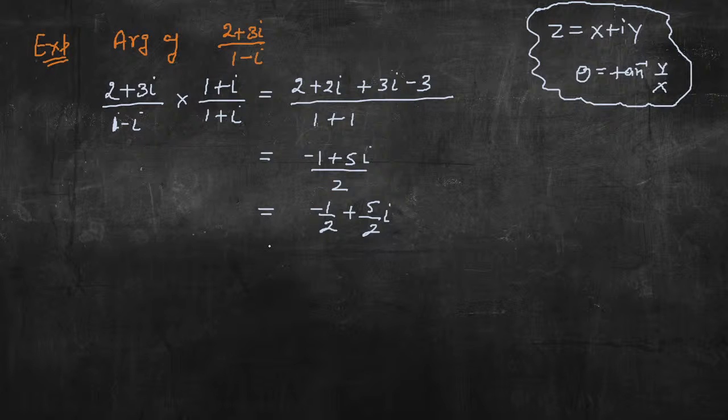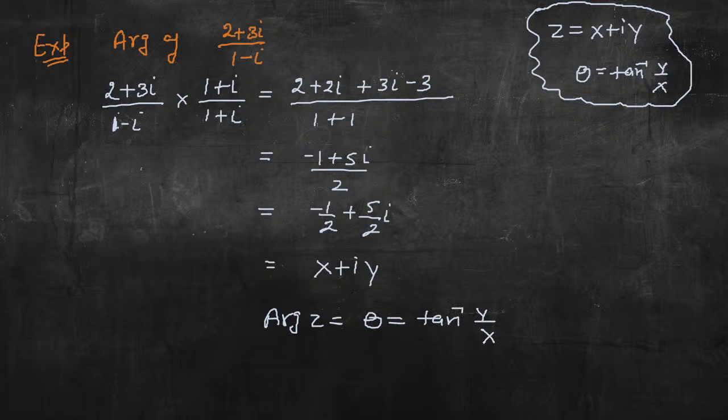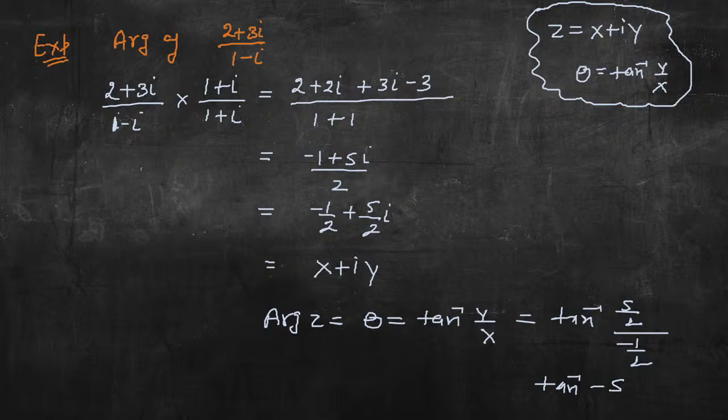See, now your number is converted into the form x plus iota y. So what is the argument of z now? Argument of z is equal to theta, and that is equal to tangent inverse of y by x. What is the value of y? That is 5 by 2. So tangent inverse of 5 by 2 divided by x, which is minus 1 by 2. So the answer is tangent inverse of minus 5. That's all. You can write it like this also, no problem.